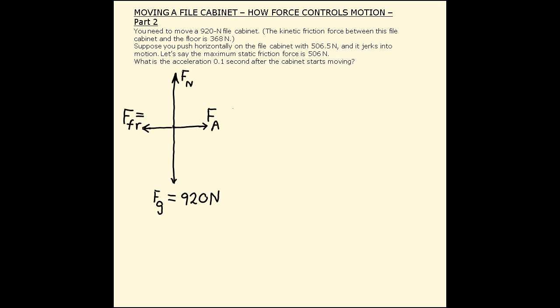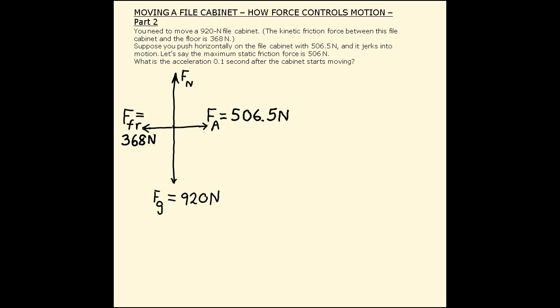We've already got a similar free body diagram here from the prior problem. We're going to have the cabinet's weight, that's given as 920 newtons. Since the cabinet is on a floor, which is presumably level, there will be a normal force perpendicular to the floor, so that's drawn vertical. We'll have an applied force, given in the problem as 506.5 newtons. And the problem also tells us that the friction force between the cabinet and the floor is 368 newtons.